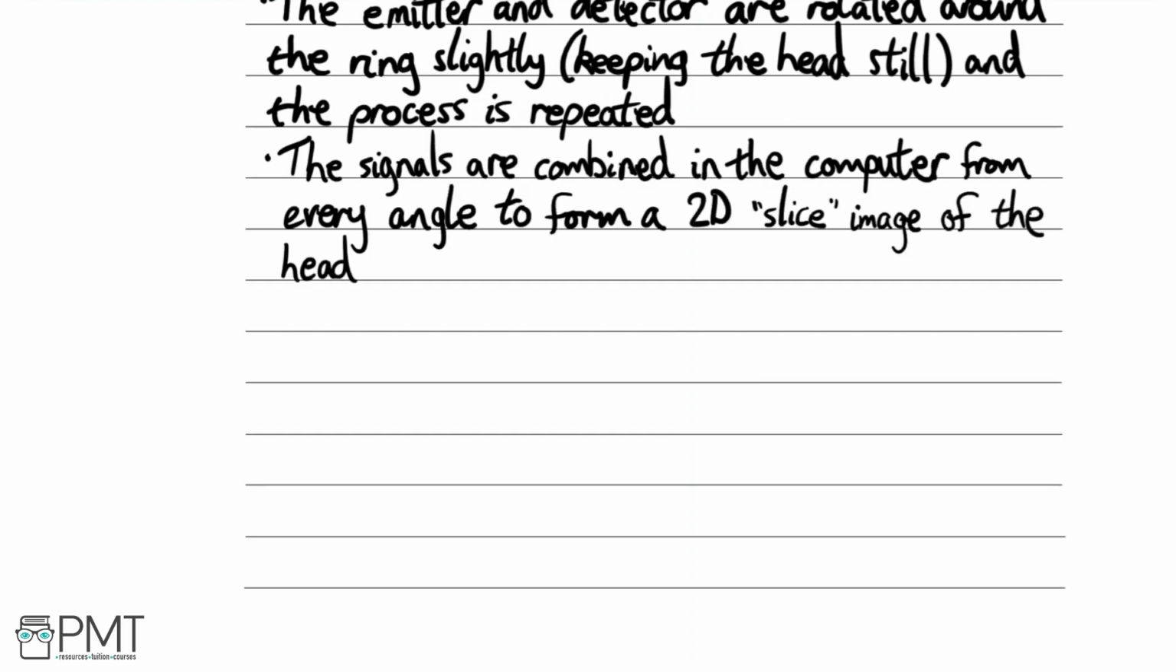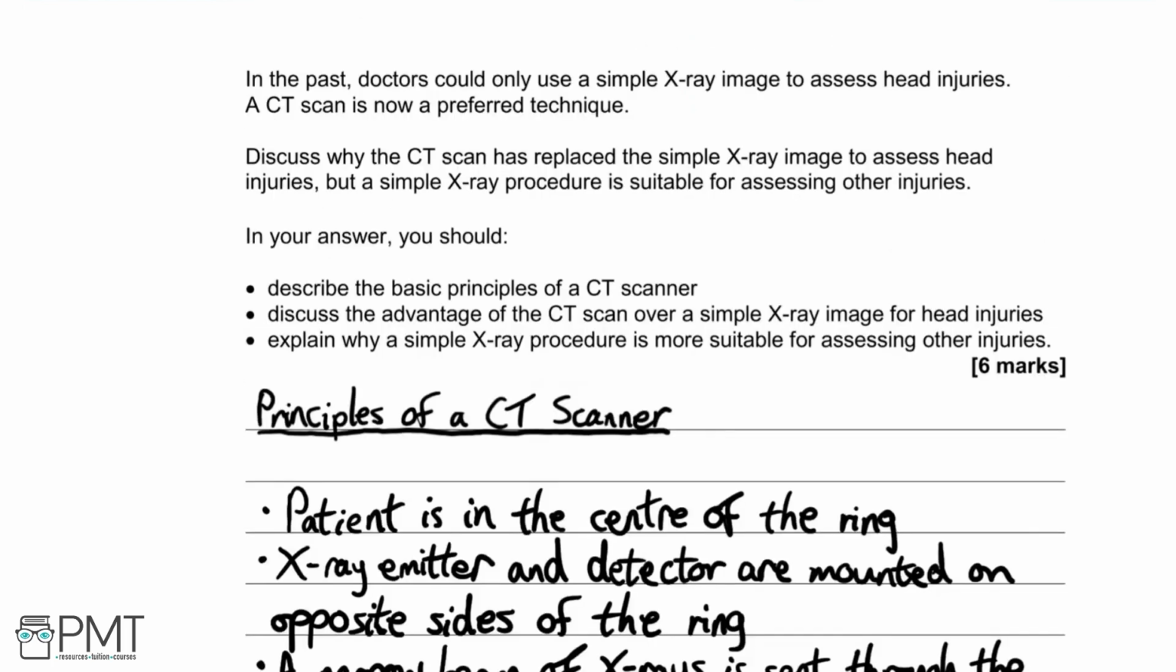So the next thing to say is that all of those signals at each angle are combined in the computer to form a 2D slice image of the head. And that's a suitable enough description of how a CT scan works. We now want to talk about why CT scans are beneficial for head injuries.